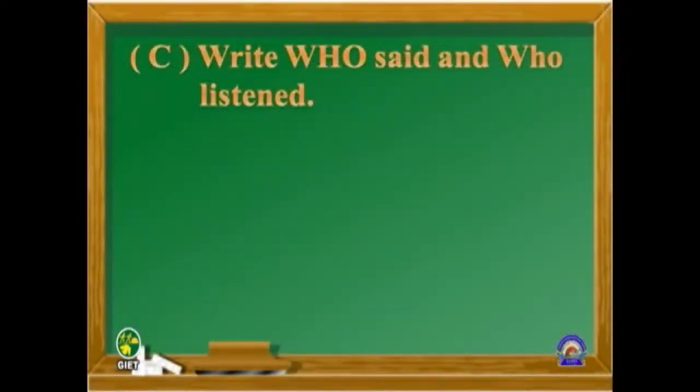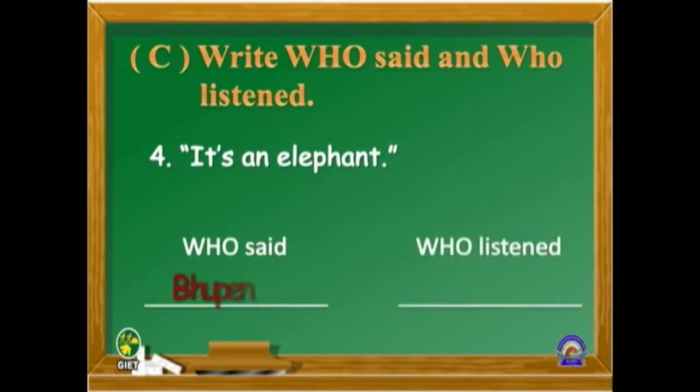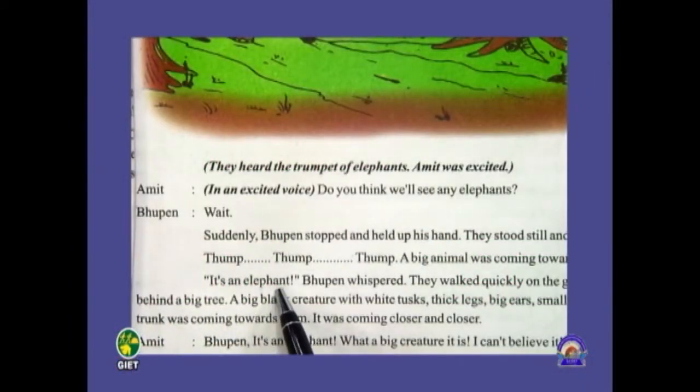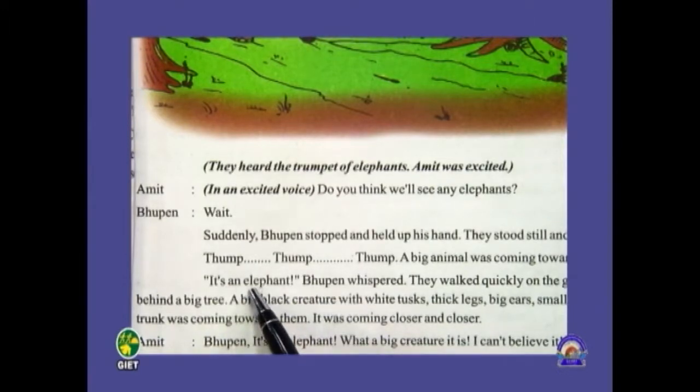Next sentence. It's an elephant. Who said this sentence? And who listened? Yes, Bhupen said. And Amit listened. Let's check. See here. It's an elephant. Bhupen whispered. So this sentence is said by Bhupen.